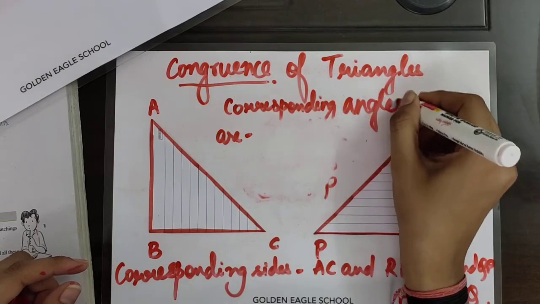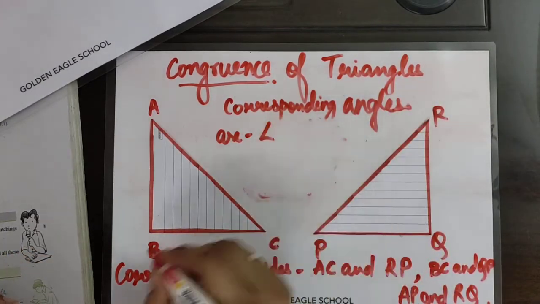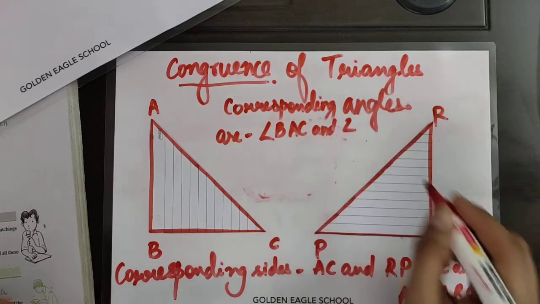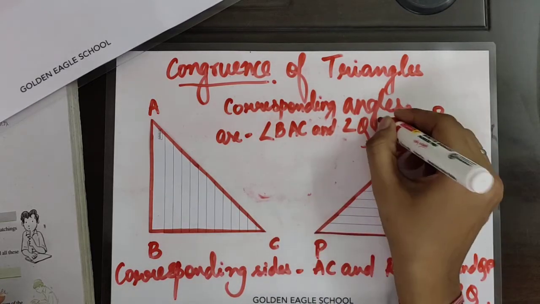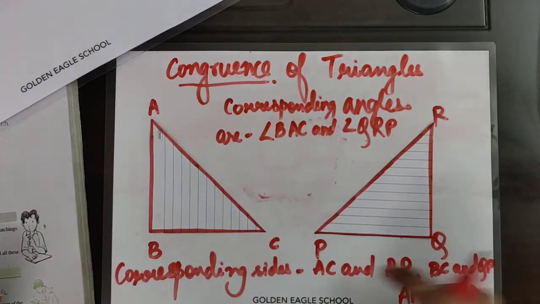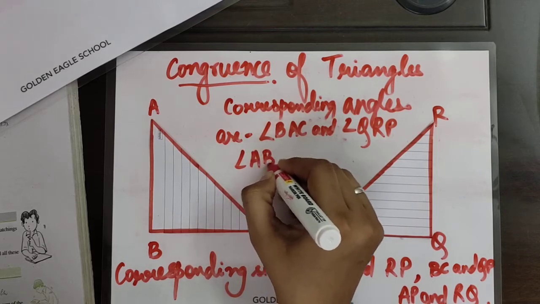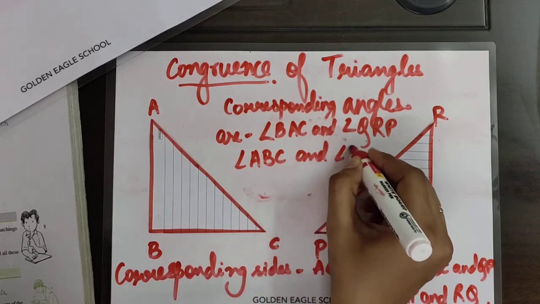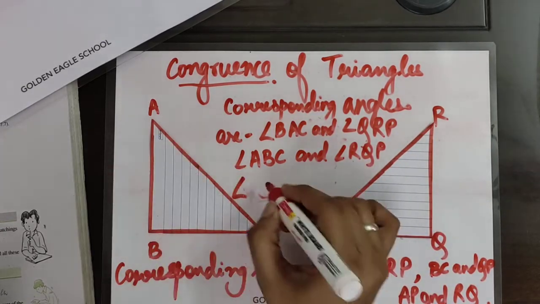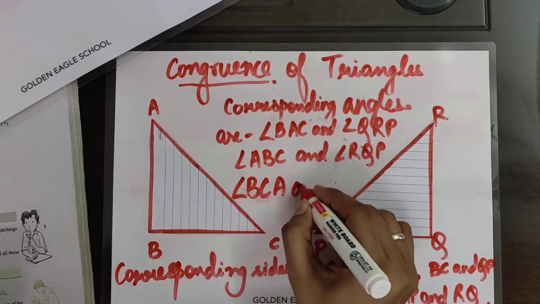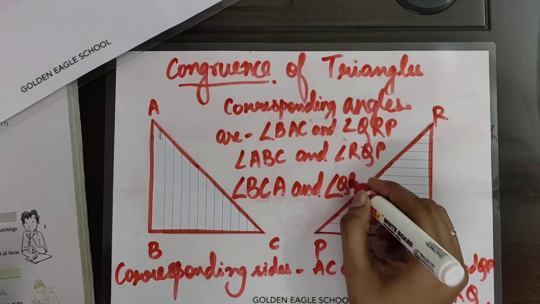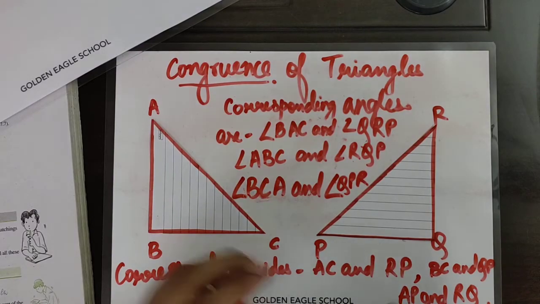So corresponding angles: first is angle BAC and angle QRP. Similarly, angle ABC and angle RQP. Next is angle BCA and angle QPR. So these are the angles which are corresponding.